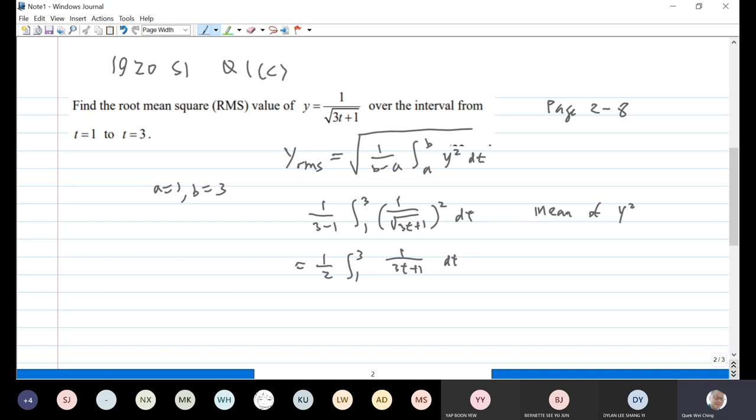So how do you integrate 1 over 3t plus 1? Of course, ln. Okay, what is the formula for ln here? Sometimes people will forget, right? So I just write down the formula to remind myself. You know that the integration of 1 over ax plus b, dx is ln ax plus b, then divided by a. Okay, this is the formula for ln. You can find this in the formula, page 24.